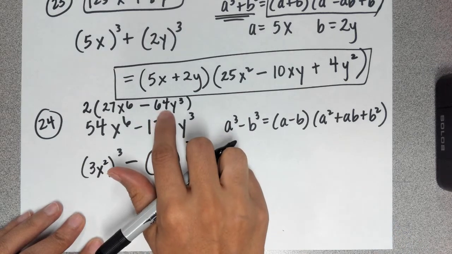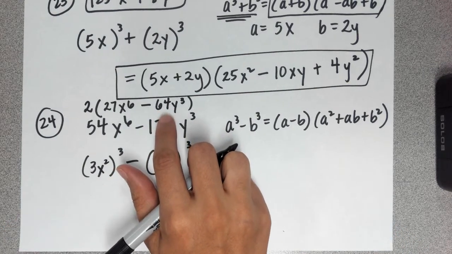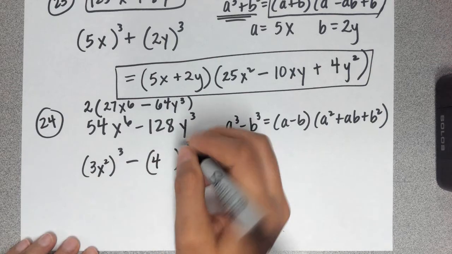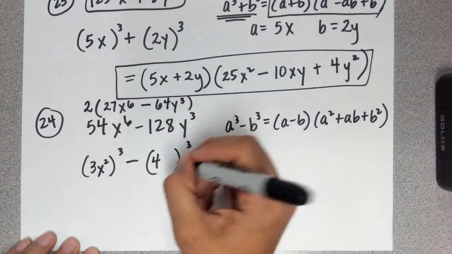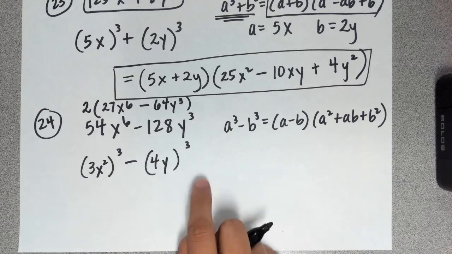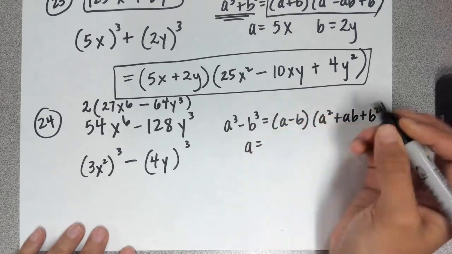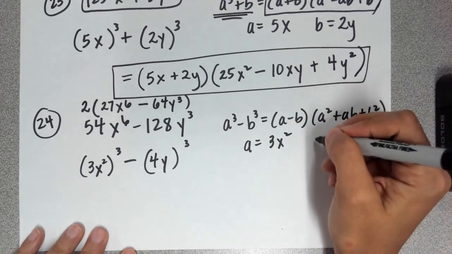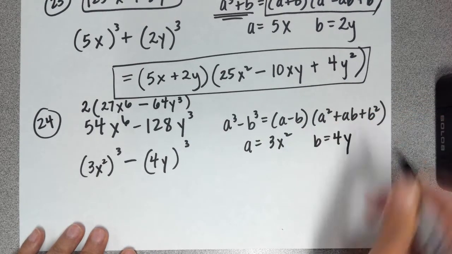And then here I have 64. So what is the cube root of 64? Is it 4? Yep, so this is going to be a 4. And then it's already y cubed, so I'm just going to put a y here, because 1 times 3 is 3. So what is my a in this case? My a is 3x squared, and my b is going to be 4y.